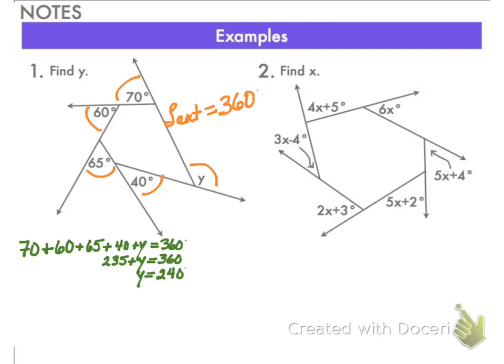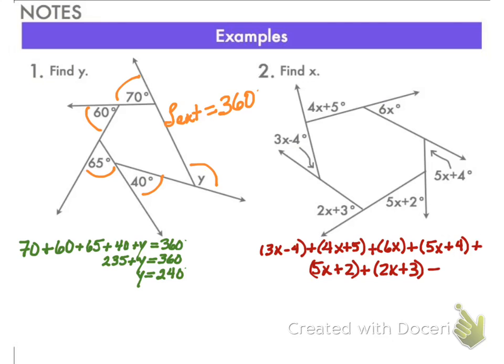Okay, look at example 2. Again, these are exterior angles, so what am I going to add them up to? You guessed it, I'm going to add them up and set them equal to 360 degrees. So here I'm adding up each angle, setting them equal to 360 degrees, and then I solve. 25x plus 10 equals 360. 25x equals 350, and x equals 14.